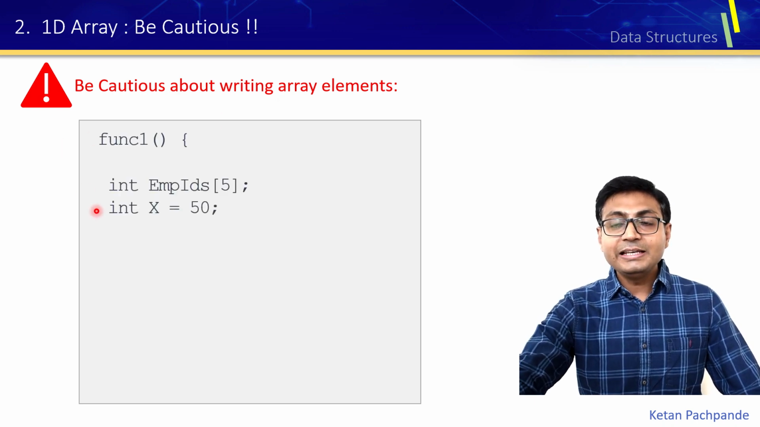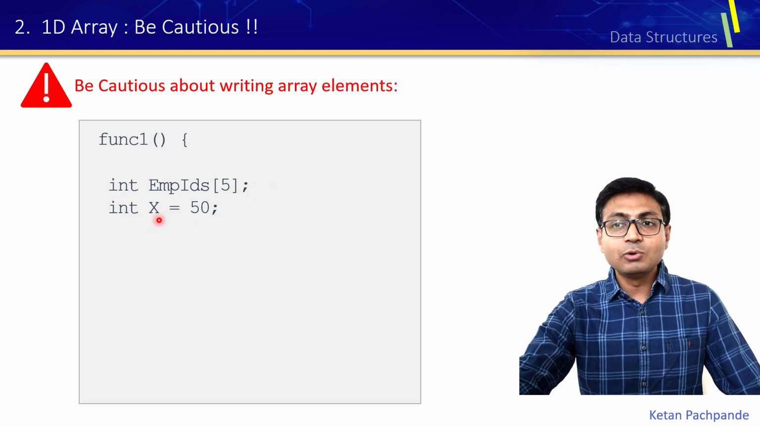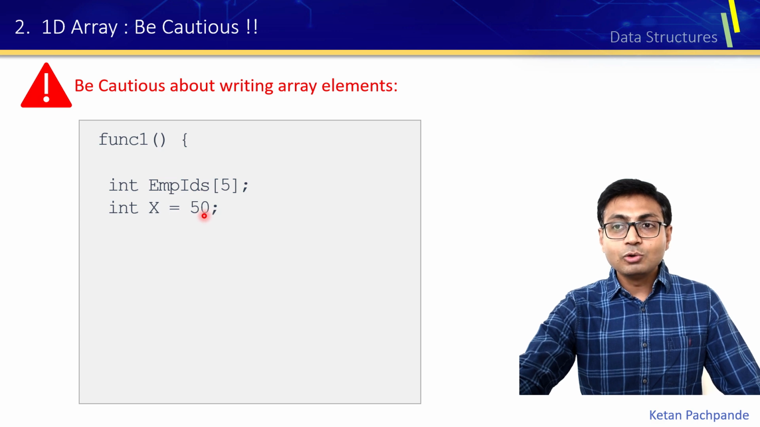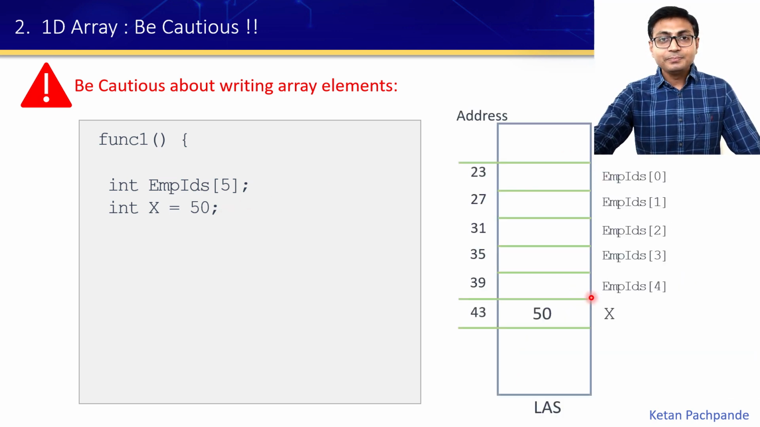I have defined the array of 5 employee IDs. It's just an array of integers, let's say, and one other variable, let's say x is equal to 50. So one array and one variable initialized to 50. Let me show it in memory. This is my array. Considering the size of one integer is 4 bytes, 5 into 4 is 20. So these are the total 20 addresses. Alright. So this is the employee ID 0, employee ID 1, 2, 3 and 4.